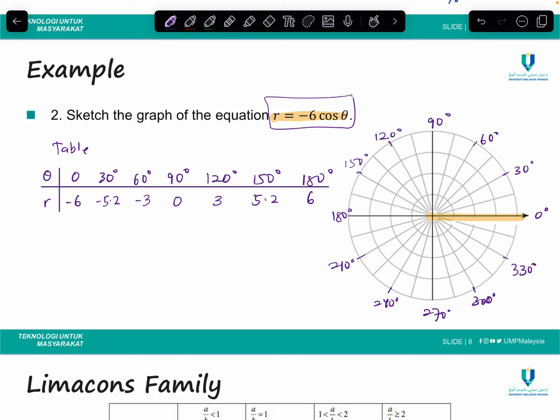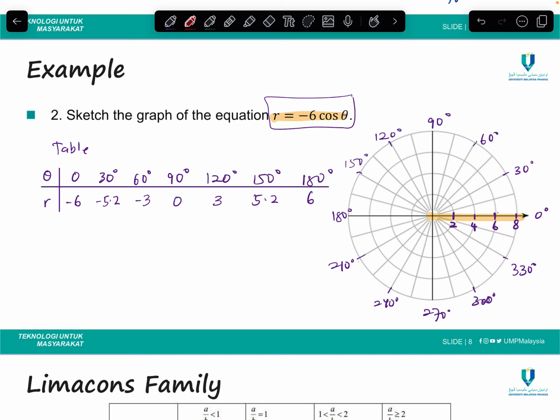So before we plot -6, you have to put the scaling on each ring. Since the highest value is 6 here, I want to put the scale as 2, 4, 6, and 8. Okay, so each ring will represent 2 units. Okay, now look at 0 degrees. You have to plot -6.